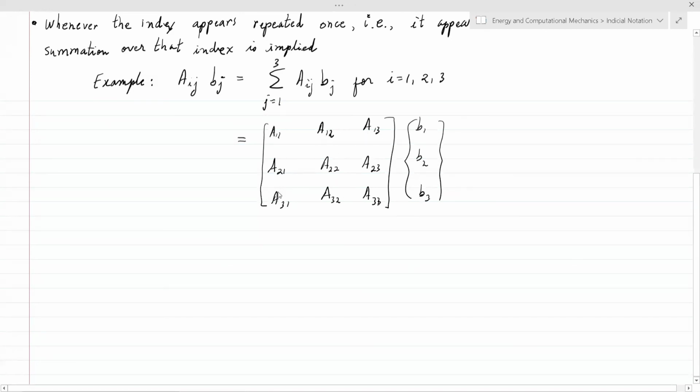And so in this multiplication, for the value of i equals 1, j takes values 1 through 3, so that's summation over j. Therefore, that's equal to A11 times B1 plus A12 times B2 plus A13 times B3. That's your first equation, for i equals 1. And then for i equals 2, and then for i equals 3. So hopefully that's clear.